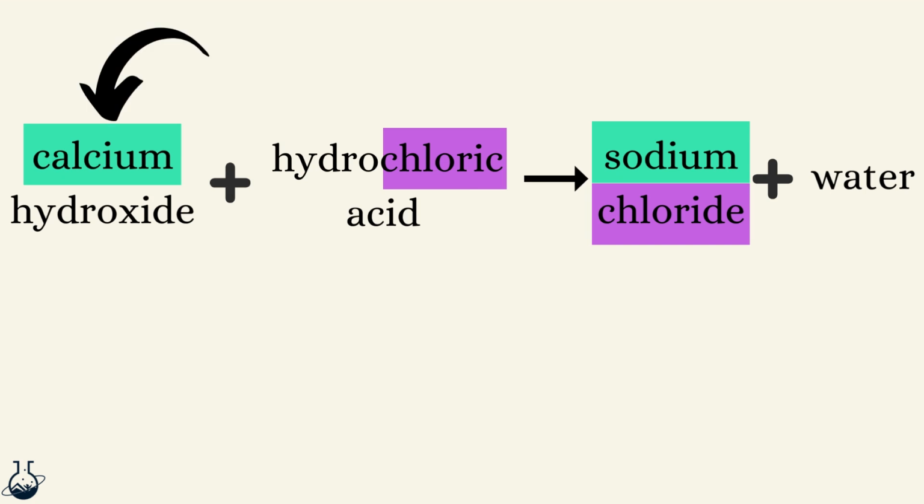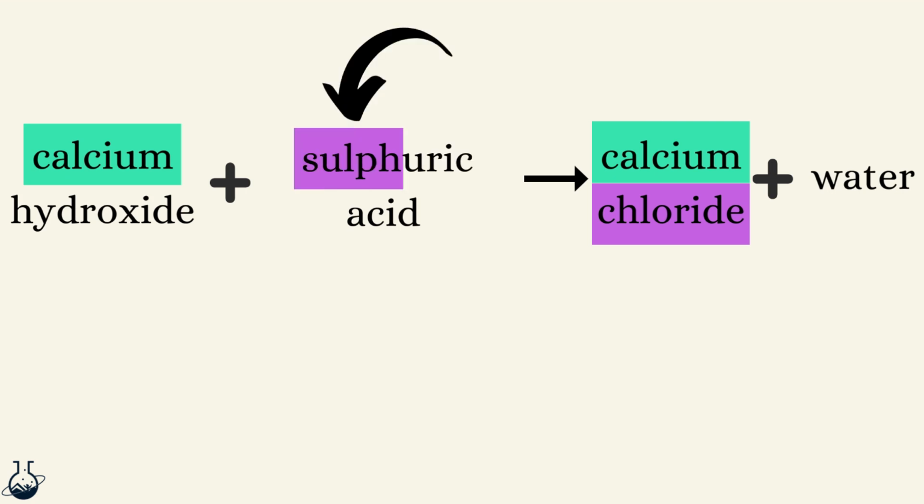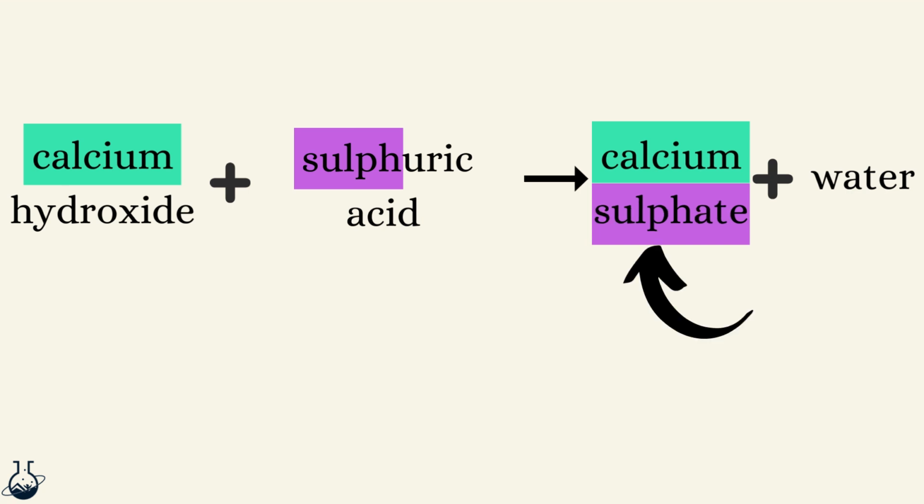But if we change the metal in this compound from sodium hydroxide to calcium hydroxide, this also changes the metal in the salt to calcium chloride. Notice how chloride stays the same, because I'm still using hydrochloric acid. It's only the name of the metal that changes. Likewise, I can change the acid I react it with to sulfuric acid, which in turn changes the name of the salt from a chloride to a sulfate, to make a salt called calcium sulfate.